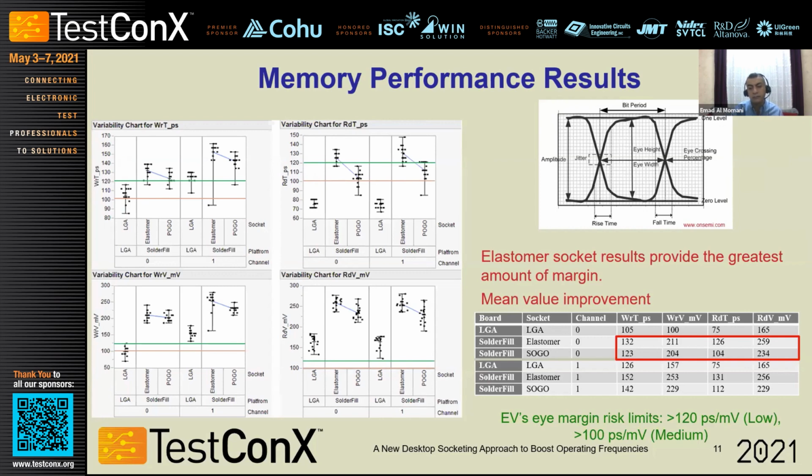Okay. And how much is the total compliance in the SOGO and elastomer socket? Yes, the elastomer is about 0.15 to 0.2 millimeter. In the SOGO, I think it's about 0.3 millimeter, the compliance. Okay.